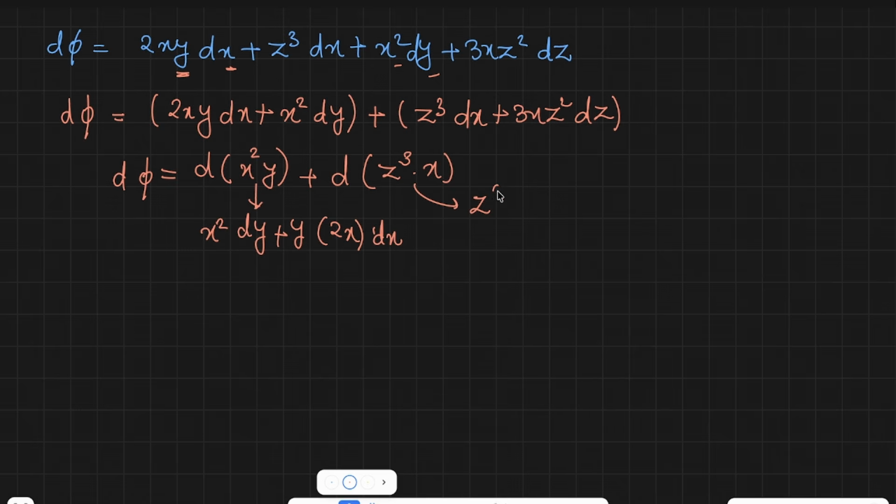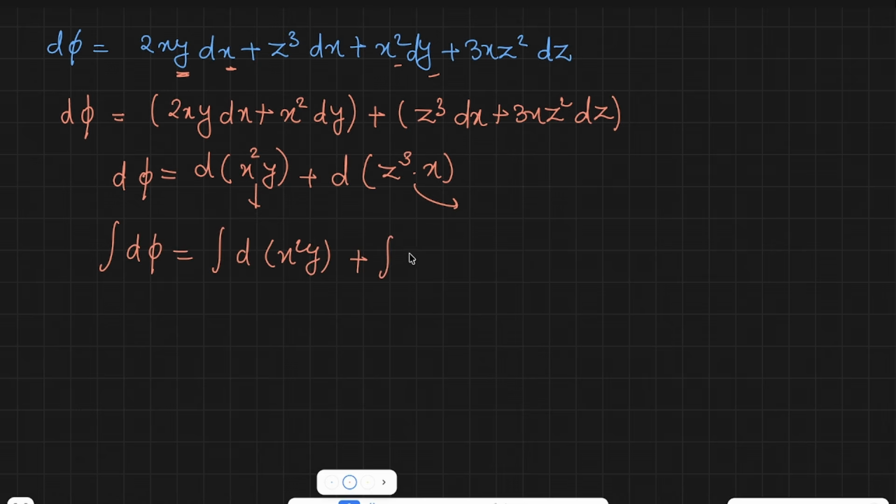Once you take z cube common, it is dx. Okay, x common, and the derivative of z cube is 3z square dz. It's the same thing. This is how you can simplify this. Now come to the next, integrate this. This is d phi, integration of d of x square y plus integration of d of z cube x. Now phi is equal to the integration, and it is z cube and x. This is your phi.